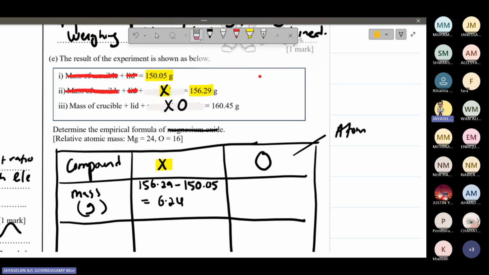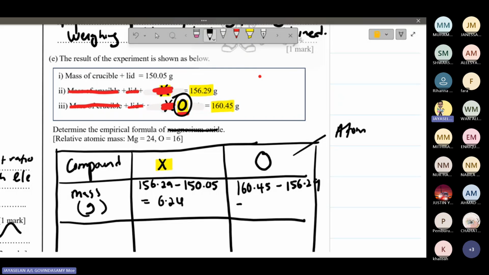Belum dapat lagi. Okay, now you do for oxygen. Macam mana nak buat untuk oxygen? You main potong je. Tengok saya potong sekarang. You want to find the mass of oxygen. What I do, crucible saya potong. Lead saya potong. That means the mass already equal, you know. X saya potong, dah potong. I got what? Oxygen. You want to find the mass of O. What you do? You put here 160.45 minus with 156.29. You already get the mass of oxygen.